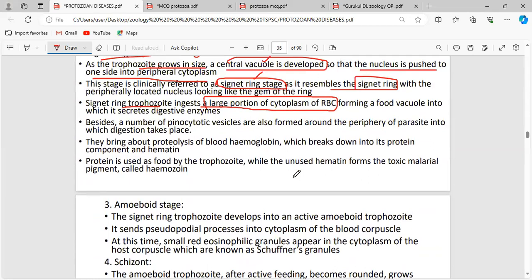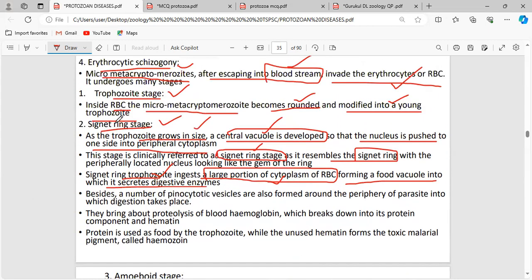Okay, now in the trophozoite stage, the signet ring trophozoite ingests a larger portion of the cytoplasm of the RBC, forming a food vacuole into which it secretes the digestive enzymes. You have to remember that the sporozoite is the infective stage. The signet ring trophozoite stage is the stage where they are going to feed. When it starts to intake food, it needs to digest the food.